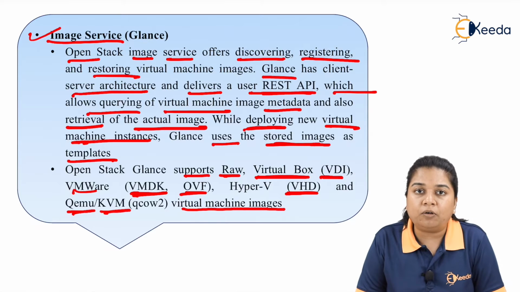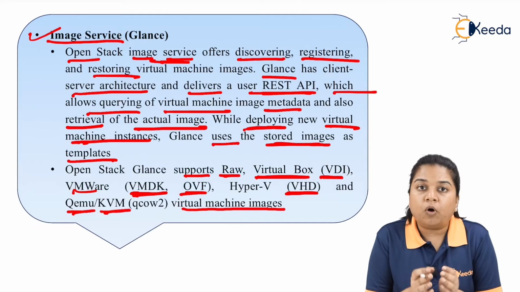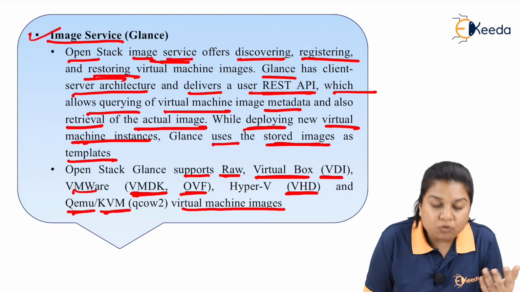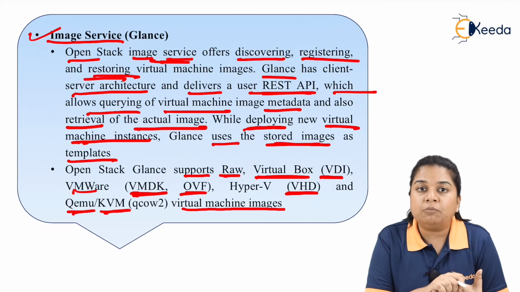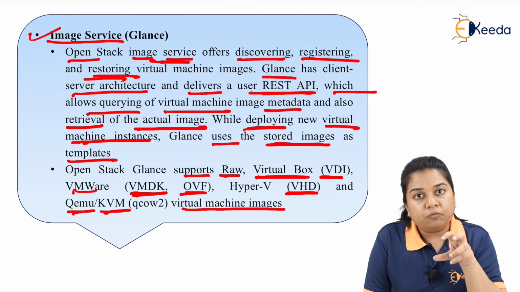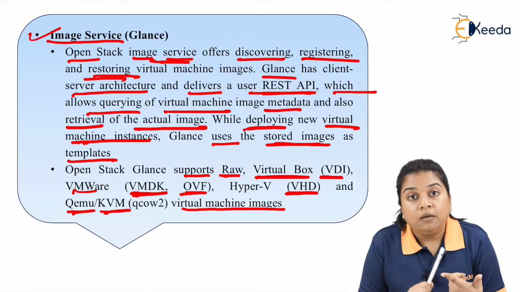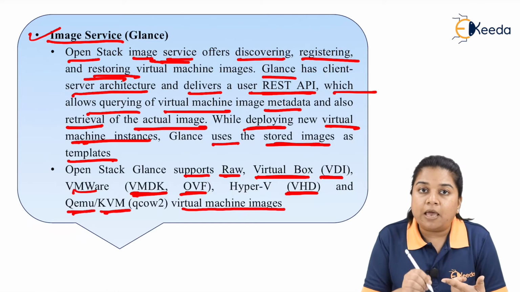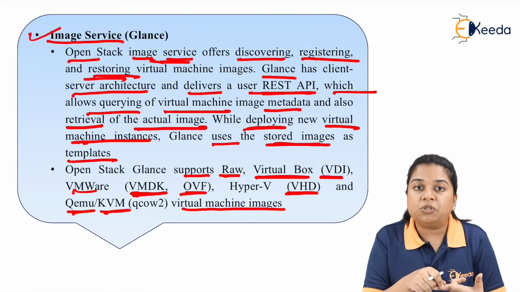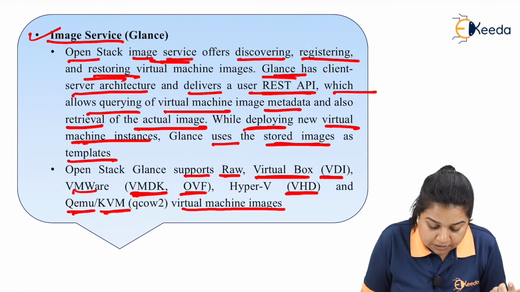Image services, what kind of image services are present there? What does OpenStack image service offer? It offers the discovering, registering, and restoring of virtual machine images. That means existing virtual machine images, you can restore it, you can discover it, and if it is there you can register it, or new virtual machine images can also be registered into it.